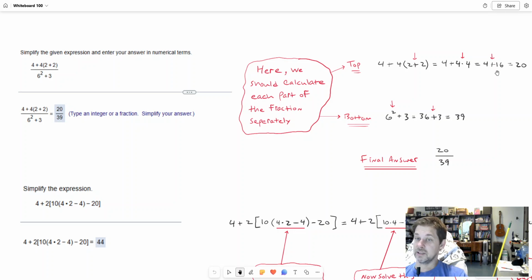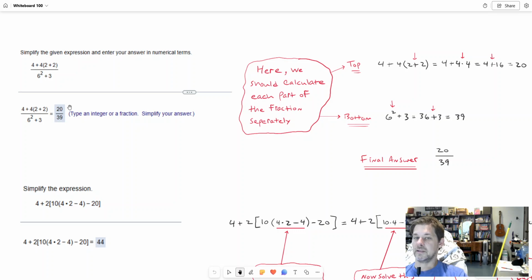Look at that final answer. It's 20 divided by, or 20 over some other number. What about that bottom number? 6 to the second power plus 3. So I've got an exponent and I have addition. Which comes first? Exponents will come before addition. 6 to the second power is 36. Then plus 3. Addition's all that's left at that point. 36 plus 3 is 39. Okay? Alright, so I get 20 divided by 39.